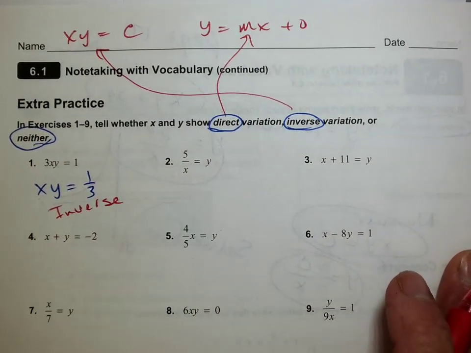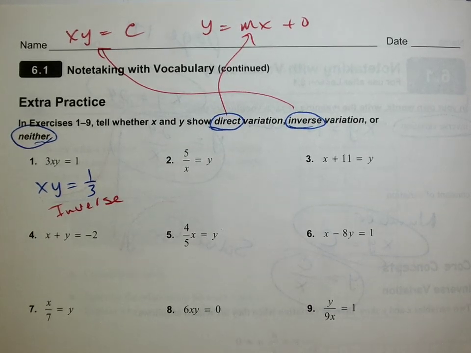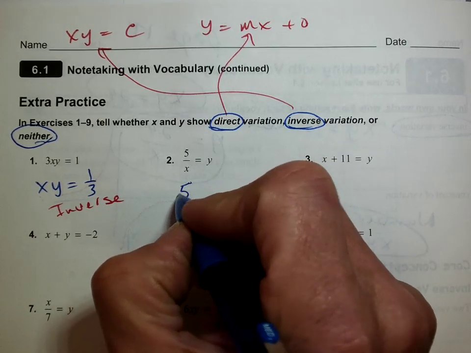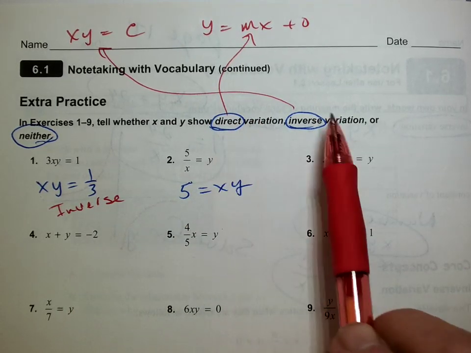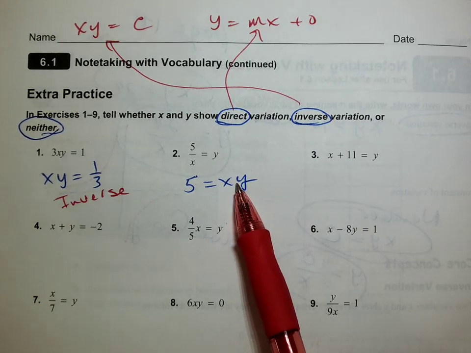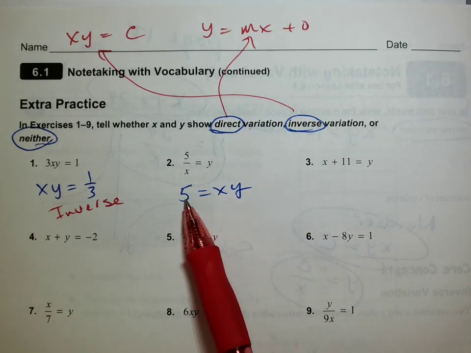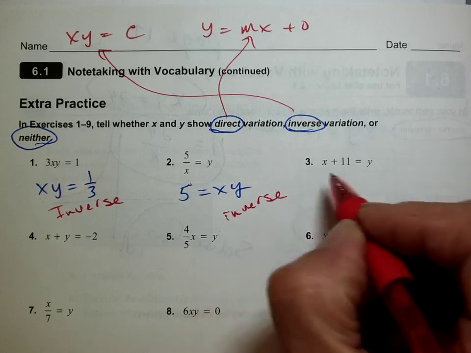What do you think on number 2? It's not in the right form, but we could fix it. Yeah. Let's fix it. Let's multiply by x. Good job, Ben. So I'd have 5 equals xy. What do you think? Is it direct, inverse, or neither? It's inverse, because two numbers multiplied to make, right, x times y, so it is inverse. I love math. You are awesome at it, okay?